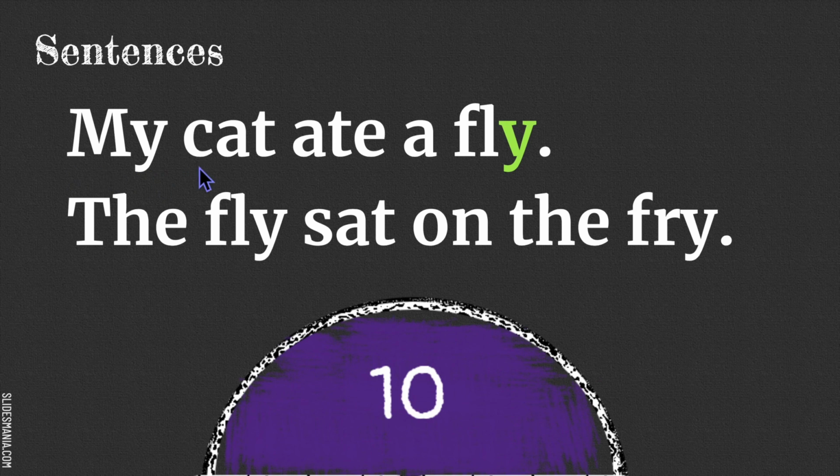I, my, at, cat. Oh, remember our silent E is going to make the A have its long A sound. Ate, a, fly. My cat ate a fly. If you forgot about the silent E rule, please go back to, I think it's level 2, lesson 5 to review that.